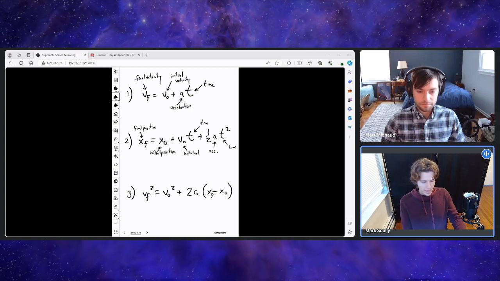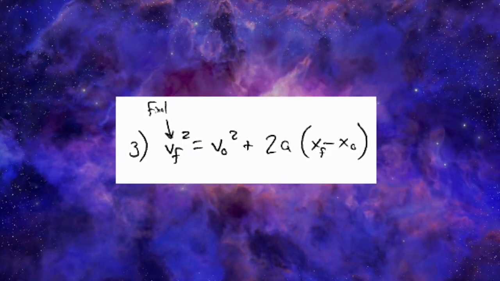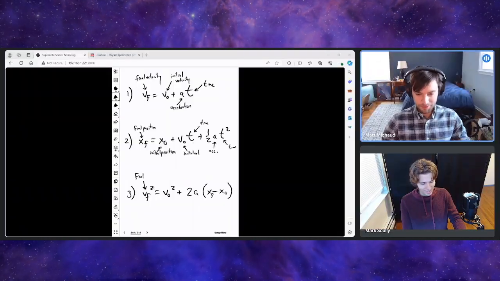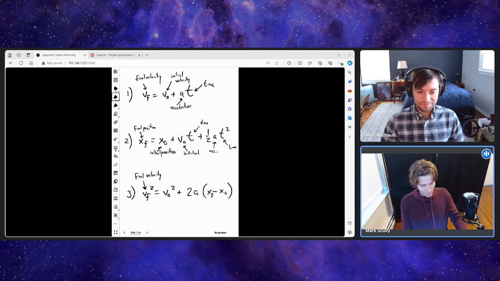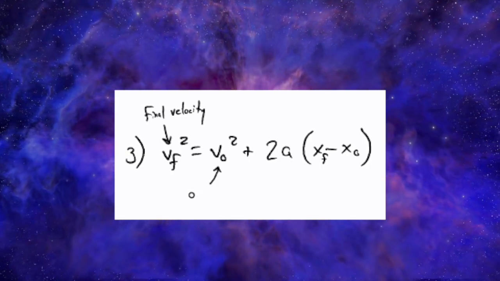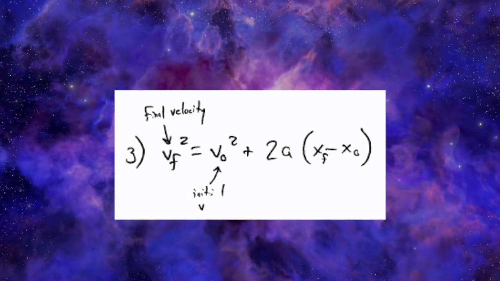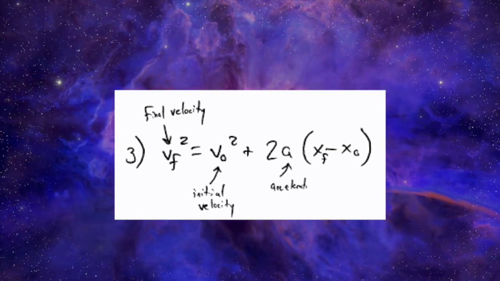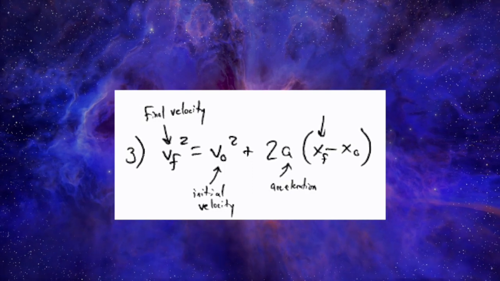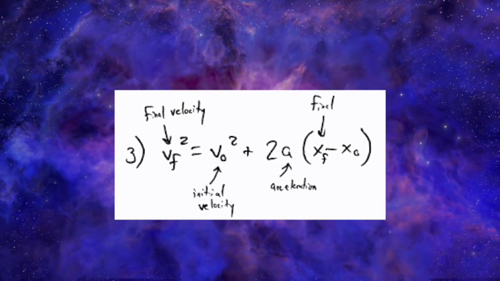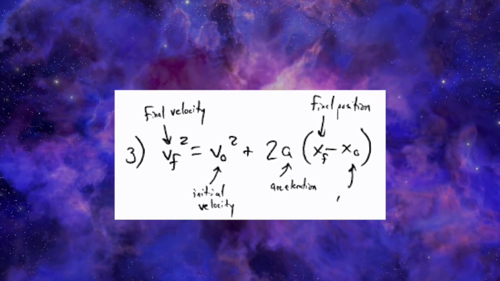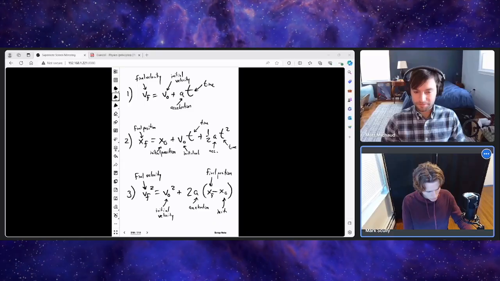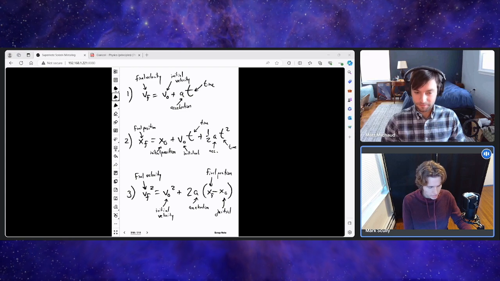Matt, what does VF mean? That is final velocity. Sorry, final velocity. All good. What does V naught mean? That is initial velocity. Perfect. What does A mean? Acceleration. Nice. What does XF mean? That would be the final position. Yes. And X naught? The initial position. Perfect. Can you read this entire equation like a sentence?